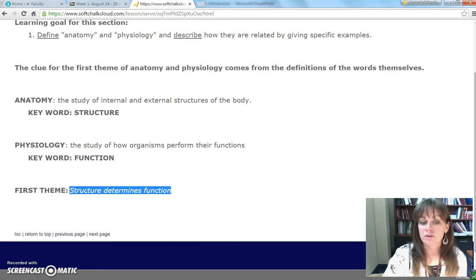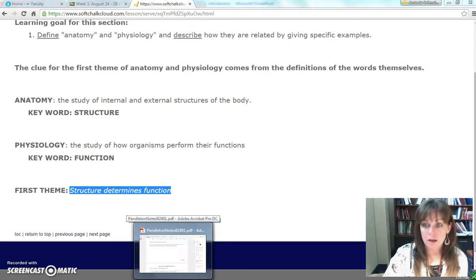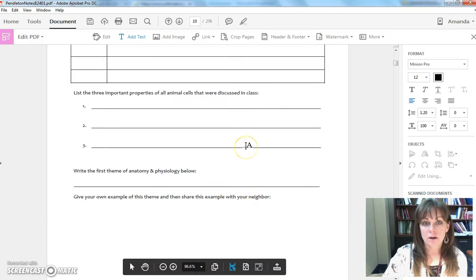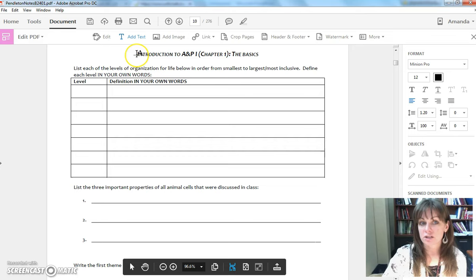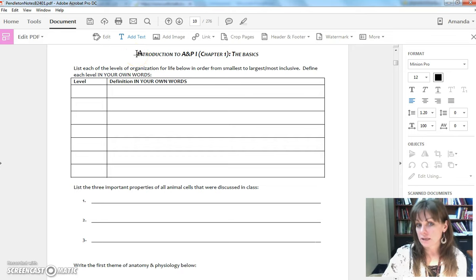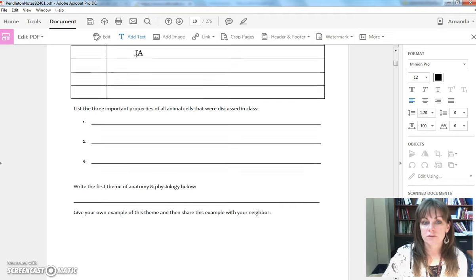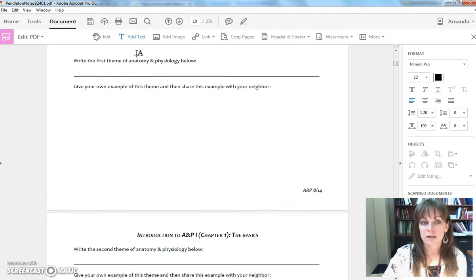If you're following along in the notes packet, you may see on this page, Introduction to A&P 1, Chapter 1, the Basics, we're at this section right here, which says write the first theme of anatomy and physiology below. And so what you could do is write in your notes, structure determines function. And I'm going to add a phrase that I'll explain, which is at every level.